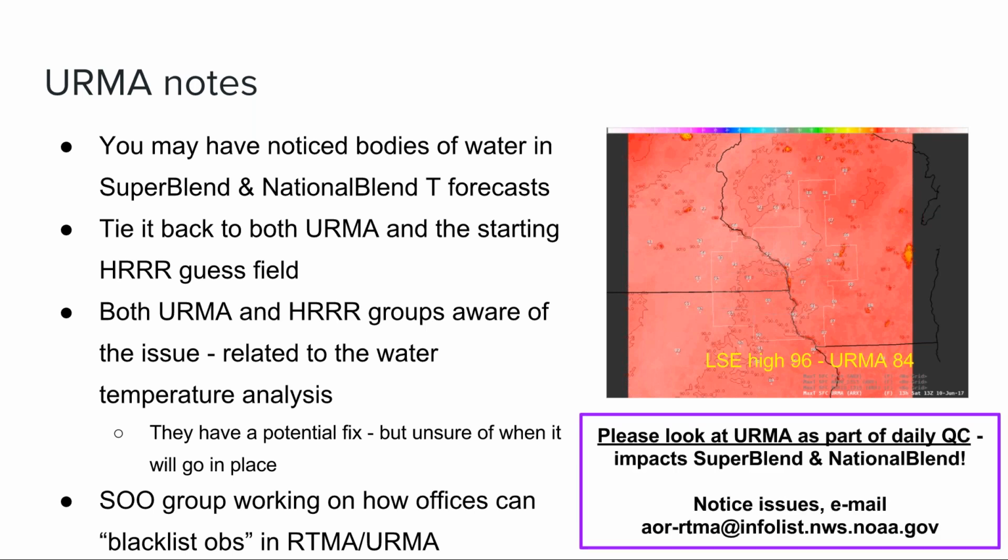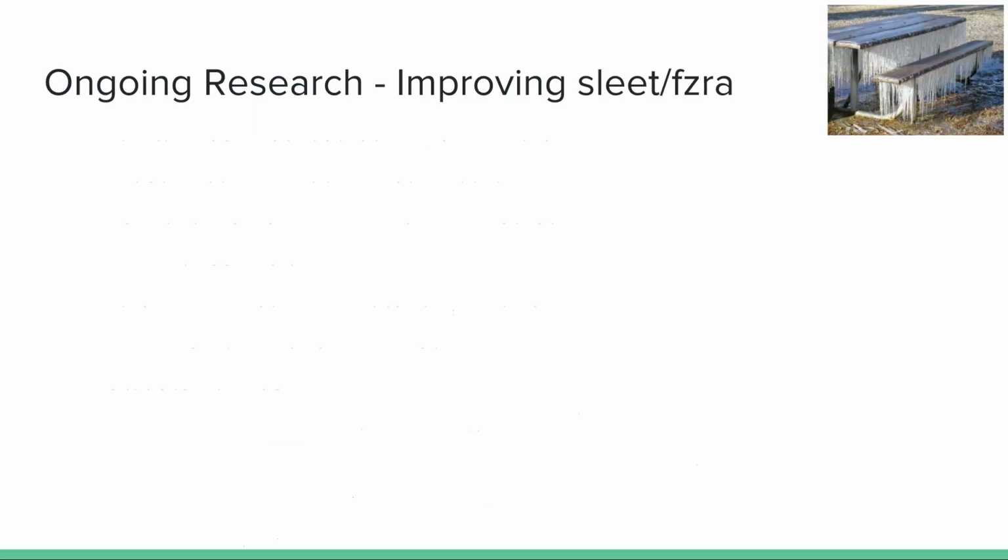So, in essence, I would encourage everyone to look at RTMA as part of daily QC. Make sure it's coming out with values that you think are pretty reasonable, because again, it impacts SuperBlend and National Blend. And thus with the Forecast Builder using SuperBlend right now, that stuff goes into your forecast. So if you notice issues, email the RTMA info list, the address shown, and that can help get things fixed there.